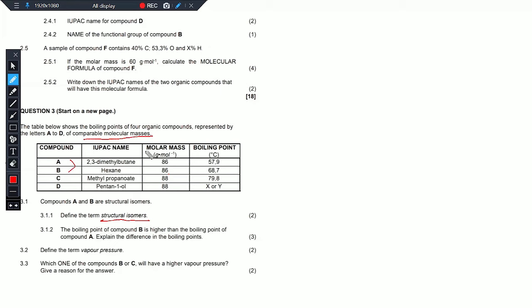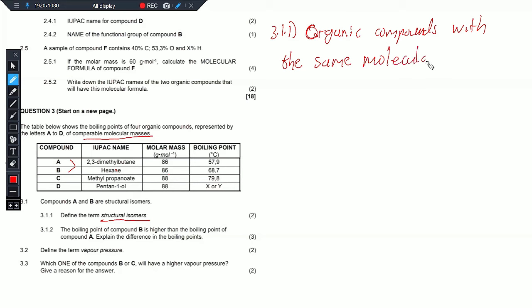They belong in the same homologous series, and the only difference we can tell is that this one is branched, but this one is a straight chain molecule. But here we are only required to define what is a structural isomer. So for structural isomer, we say these are organic compounds with the same molecular formula, but different structural formulae, right?